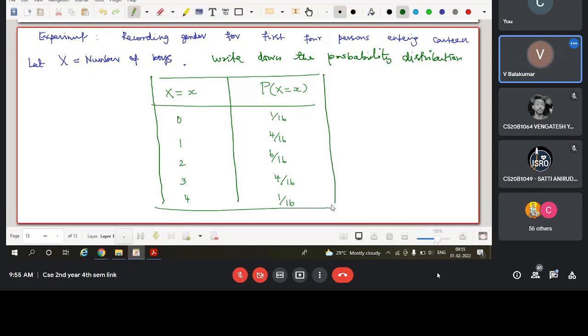This will give you information about each category's possibility. And look at the sum of the probabilities. What is the sum of the probabilities? Quick, somebody compute and tell me. If you add all these probabilities, what do you get? 1. You will be getting 1.